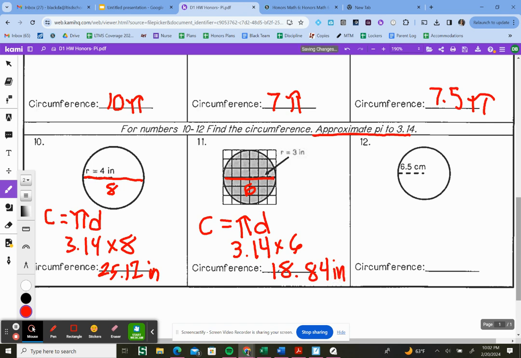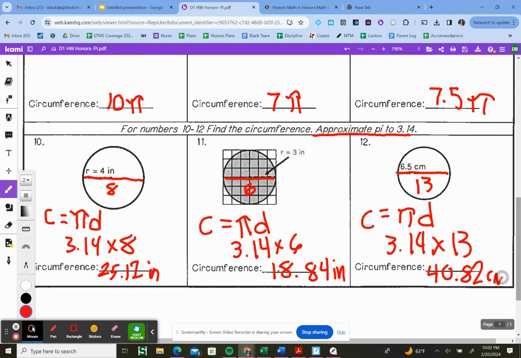And the last one, I'm going to double the radius to get the diameter. So that would be 13 for my diameter. And circumference equals pi times diameter. So 3.14 times 13. That would be 40.82 centimeters. All right, so fix your mistakes on that homework and then keep it in your folder.